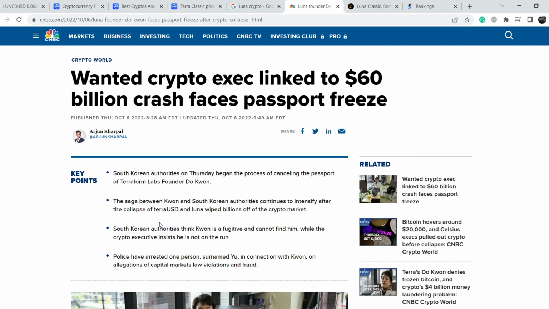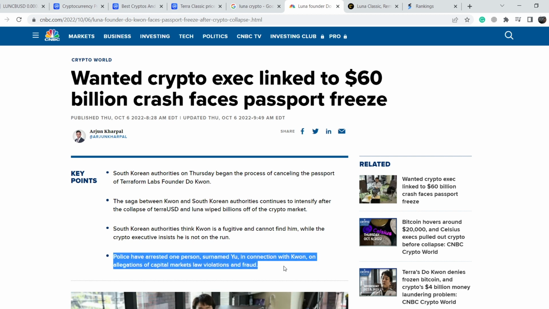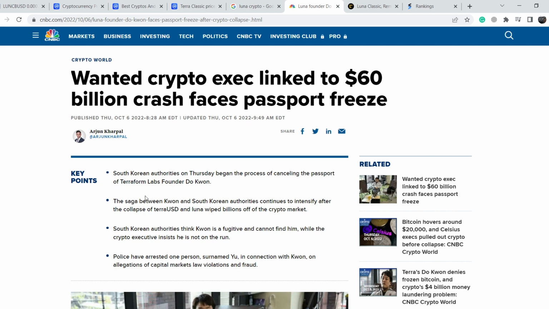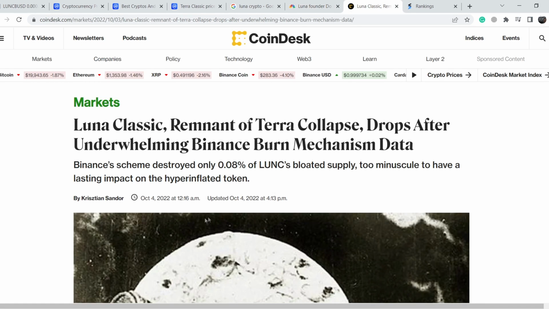South Korean authorities think KWON is a fugitive and cannot find him, while the crypto executive insists he is not on the run. Police have arrested one person surnamed Yu in connection with KWON on allegations of capital markets law violations and fraud. And definitely this news around the founder of Terraform Labs doesn't support the Luna Classic by any means. And as long as we don't have any certainty around this situation, we might see uncertainty in the price action of Luna. And let me show you another news right here.